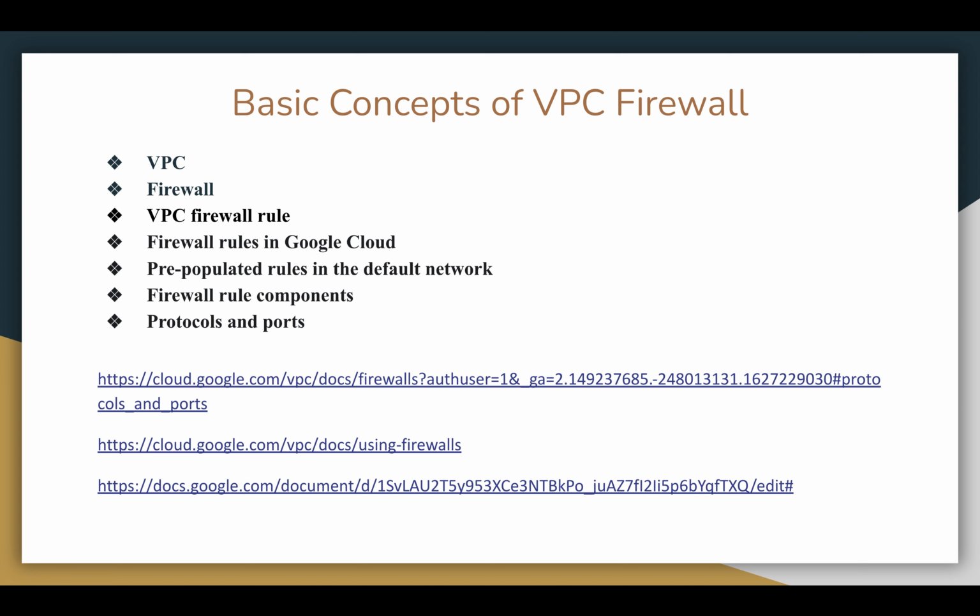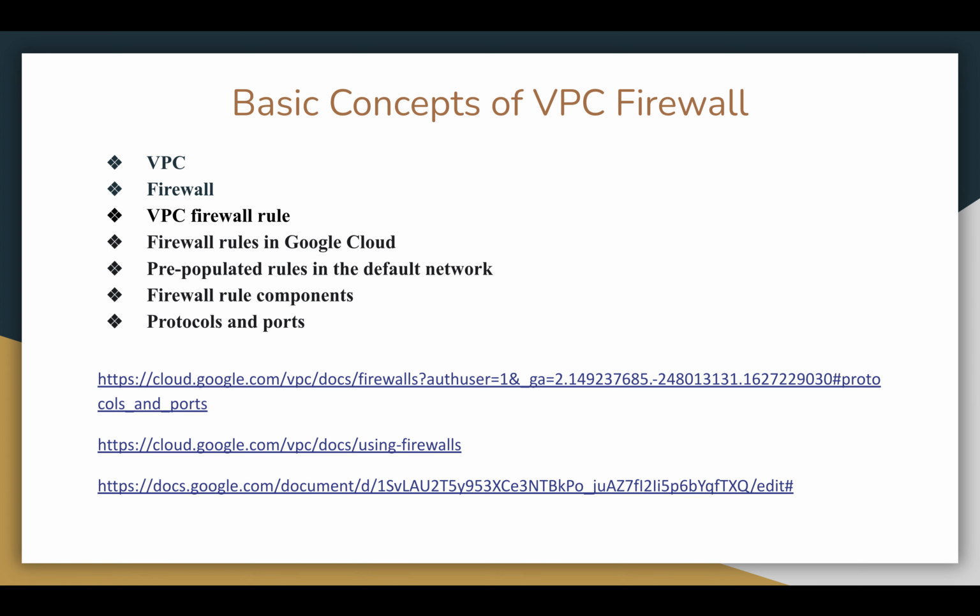And next, what is a firewall? A firewall is a network security device that monitors and filters incoming and outgoing network traffic based on an organization's previously established security policies. At its most basic, a firewall is essentially the barrier that sits between a private internal network and the public internet. So that is known as the firewall.